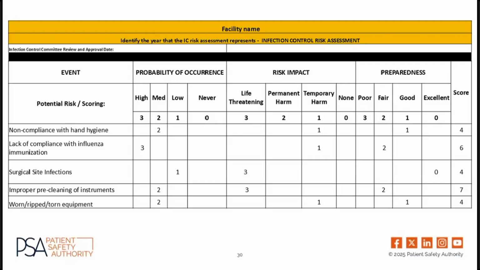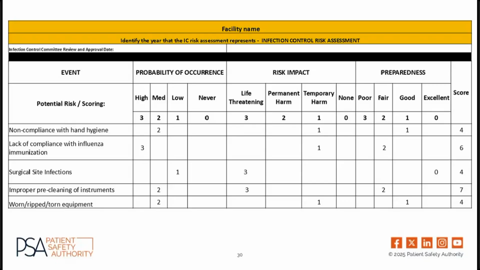So this first one, we looked at non-compliance with our hand hygiene. I don't think any facility could ever assume that's never going to happen. We've marked it here as medium, that we think it's a pretty medium risk that we may have some non-compliance with hand hygiene. The impact for things like this can be hard to think about. Temporary harm, we could cause an infection to somebody who then may need antibiotics. But we could also create permanent harm or life-threatening harm depending on what type of infection the patient gets.